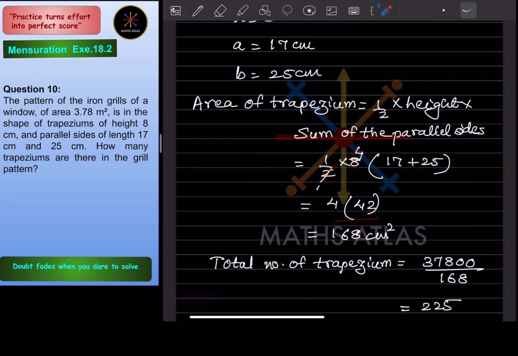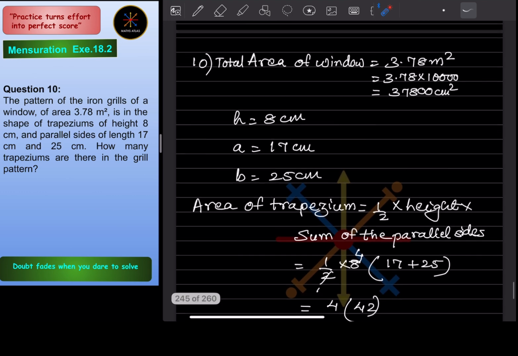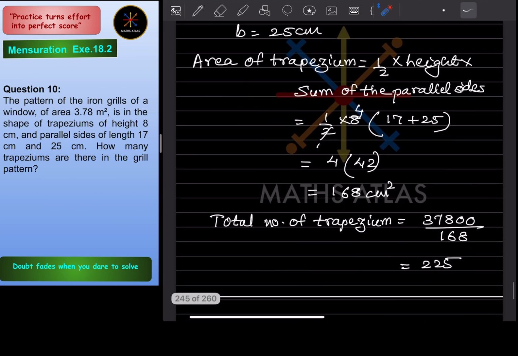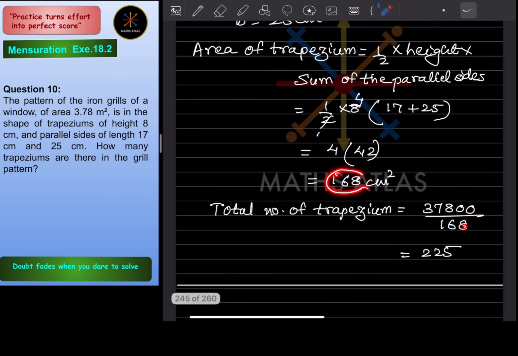So the answer is 168 centimeter square. The area is 168 centimeter square. Here we want how many trapeziums are there in the grill pattern. So the total number of trapeziums is the total area of the window, that is 37,800, divided by the area. After simplifying this, we get 225. So 225 is the answer.